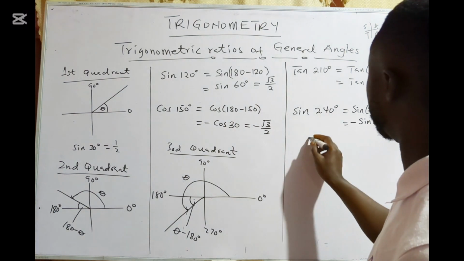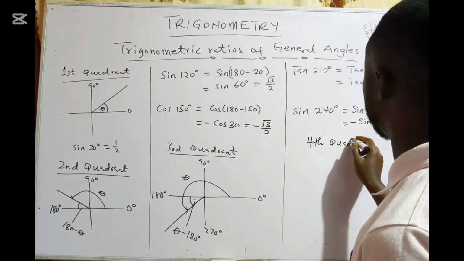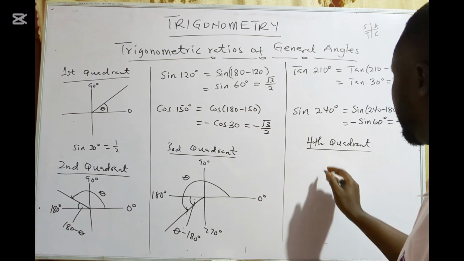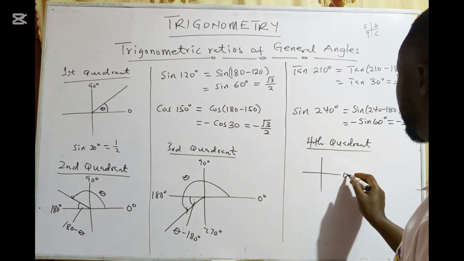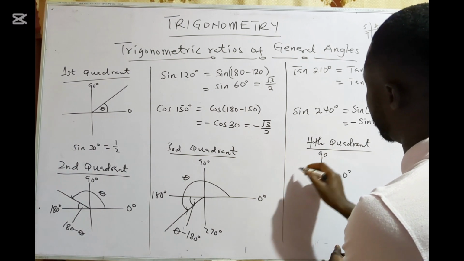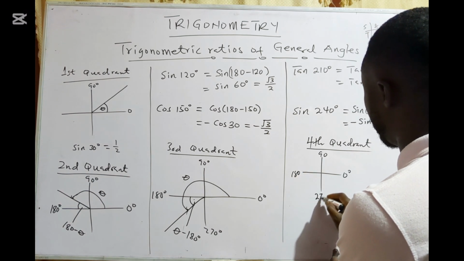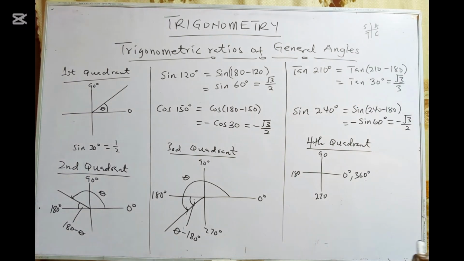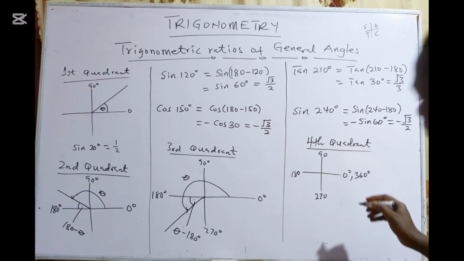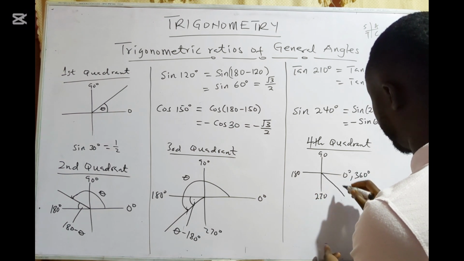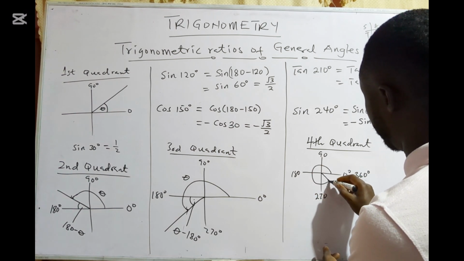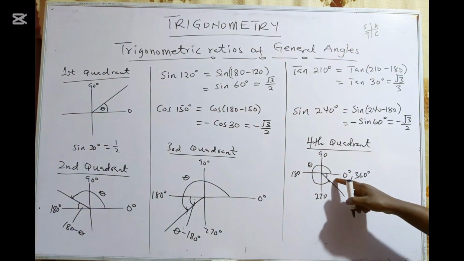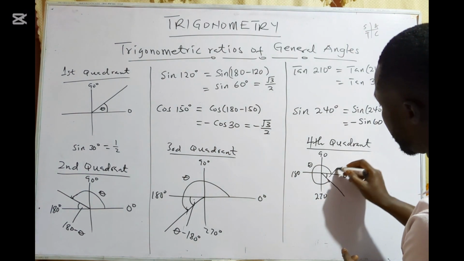Okay, let's look at the last quadrant, the fourth quadrant, and see how we are going to find the acute angle. The fourth quadrant is between 270 and 360. So if this is the angle, you find the associated acute angle on the S axis.